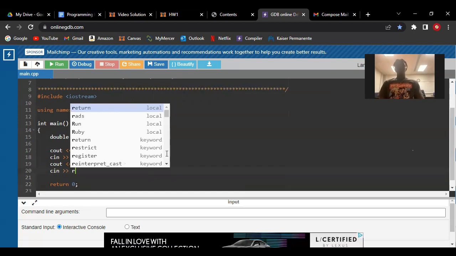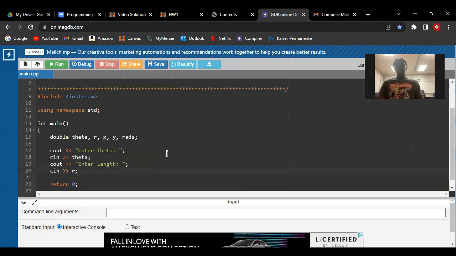And also, will we have to add another include like CMath or something? Oh, that's a good point. We are going to have to do that because we're going to have to use trig functions for this, and CMath is required in order to use those. So we're going to want to add CMath.